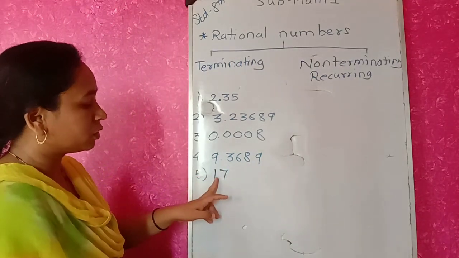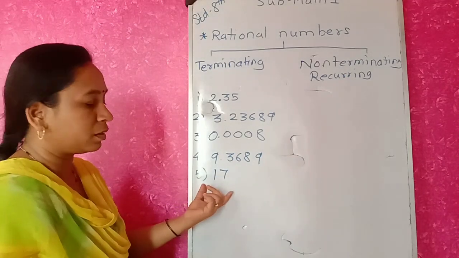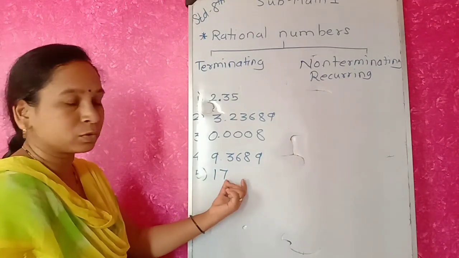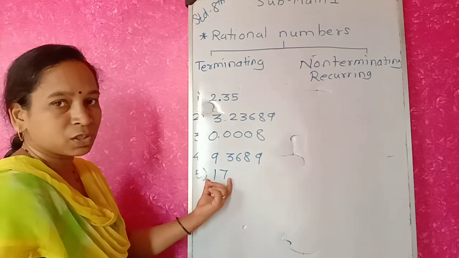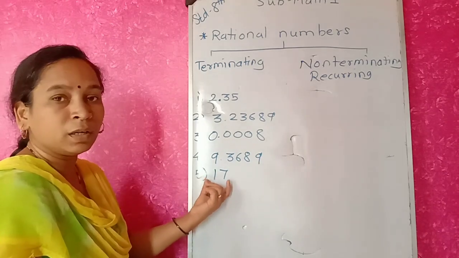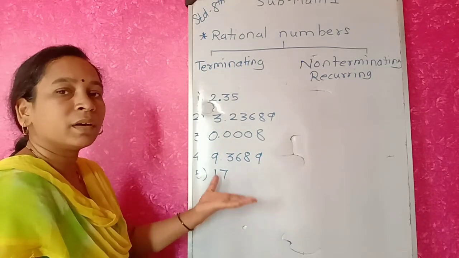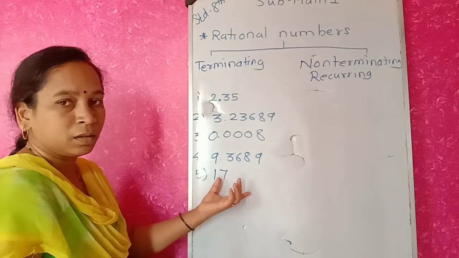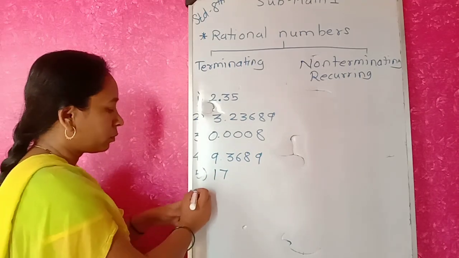Fifth one, 17. This is also terminating. It is a complete integer, it doesn't have a point. So of course it is a rational number. We have seen that all integers, positive, negative and 0, are rational numbers.